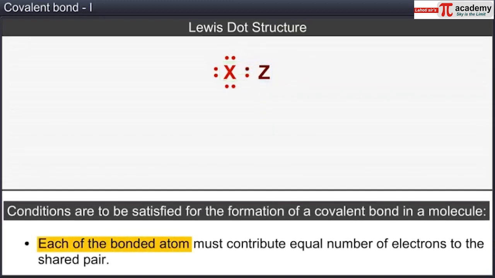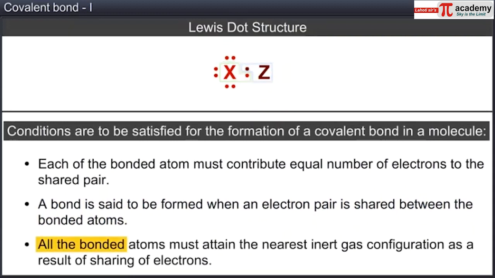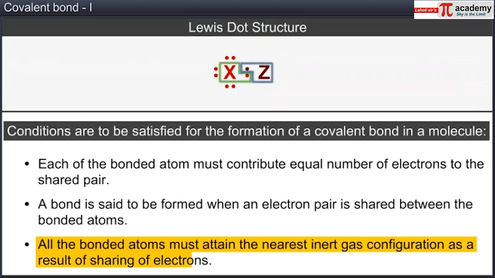Each of the bonded atoms must contribute an equal number of electrons to the shared pair. A bond is said to be formed when an electron pair is shared between the bonded atoms. All the bonded atoms must attain the nearest inert gas configuration as a result of sharing of electrons.